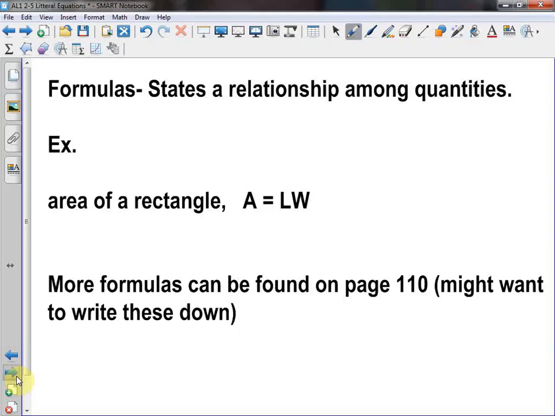Formulas. Okay, I'll give you a couple examples of formulas at the very beginning. Formulas are very good examples of literal equations, right? Example of that is the area of a rectangle. Area equals length times width. There's more formulas found on page 110. You might want to put them in your notebook. Okay? You might want to. There might be a problem sometime on some test or quiz that you need one, right? So there's more formulas on page 110 that you can copy down once we're done.